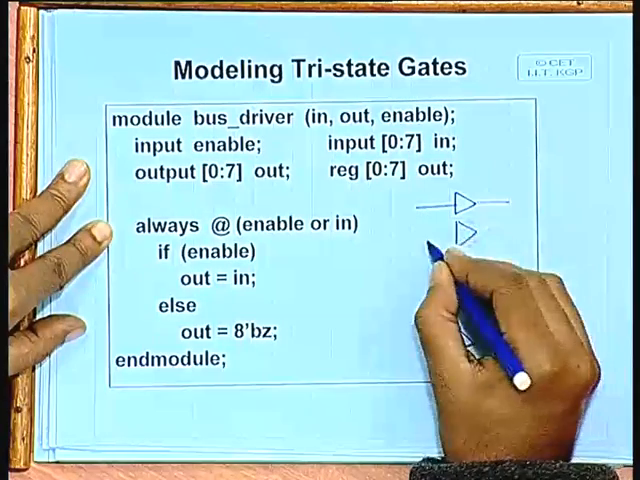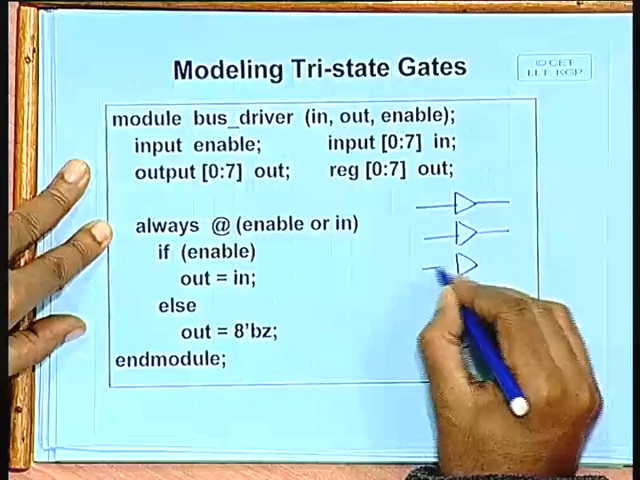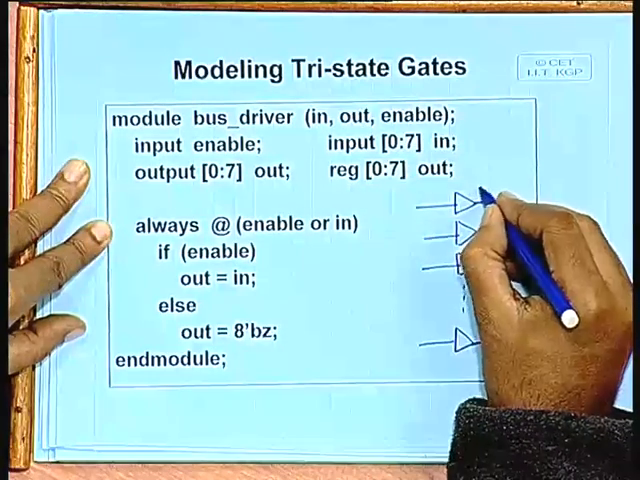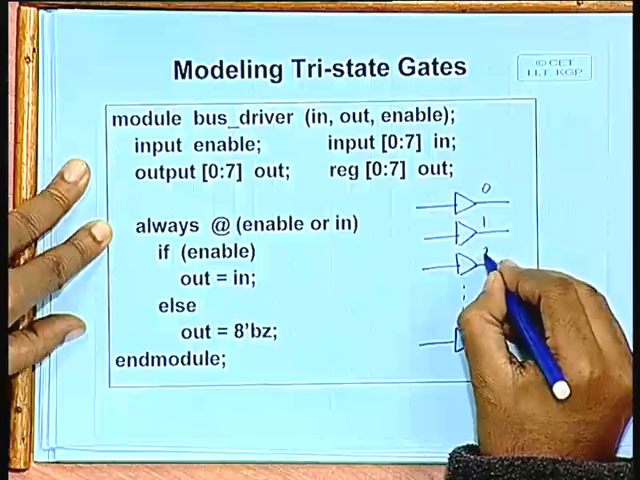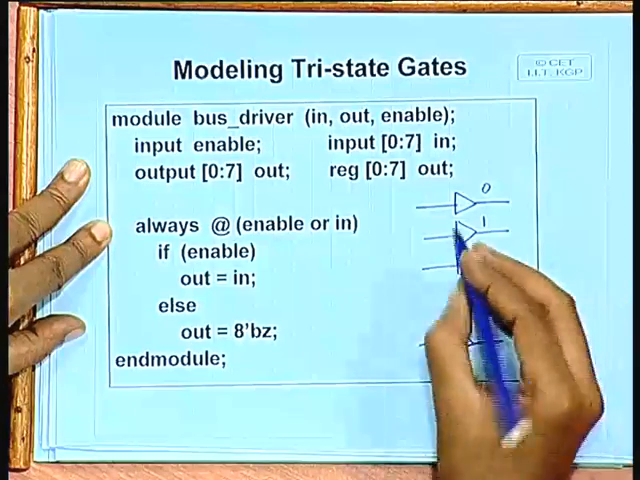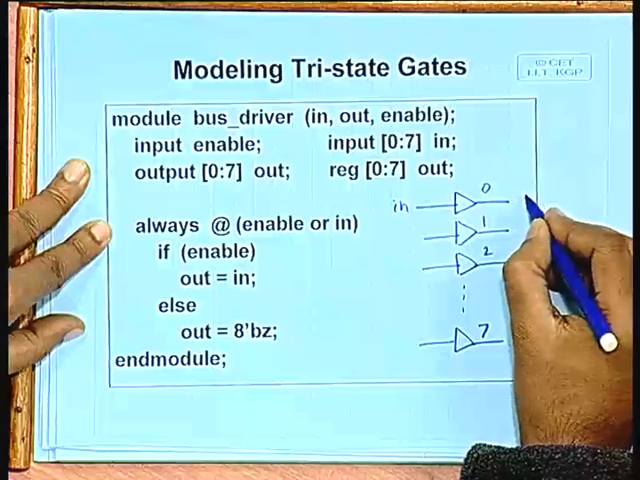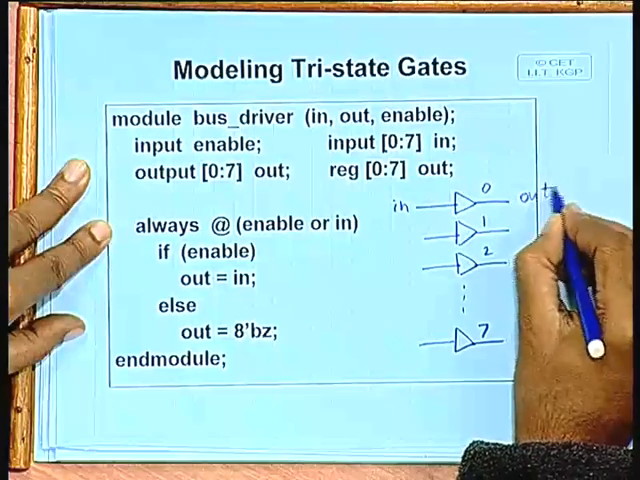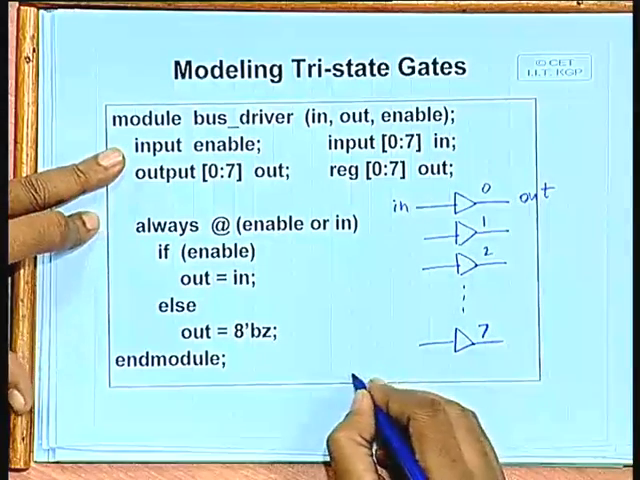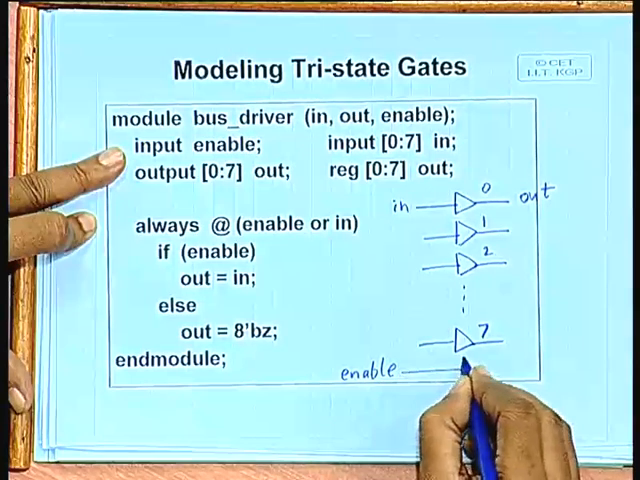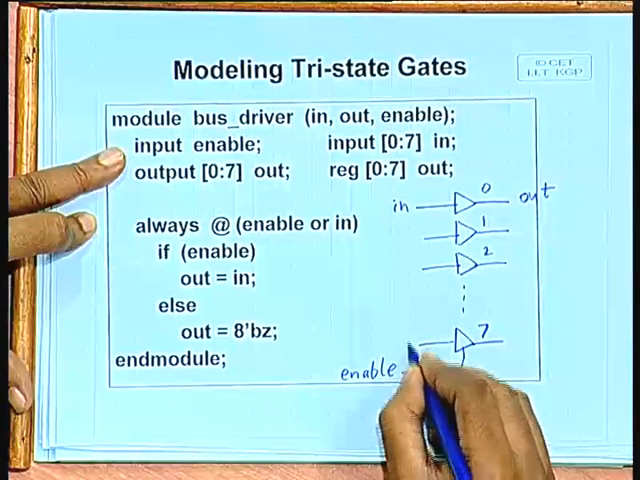There are inputs and outputs. These are indexed by the numbers 0, 1, 2 up to 7. These are in 0 and these are out 0, out 7. And you have a control signal called enable. This enable goes into the control of all these. Okay.